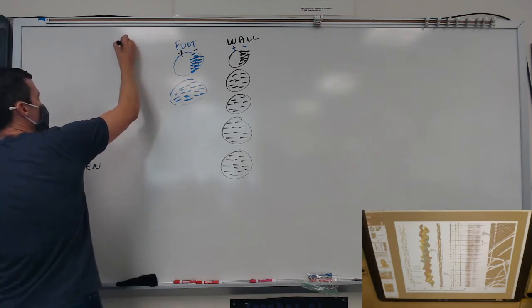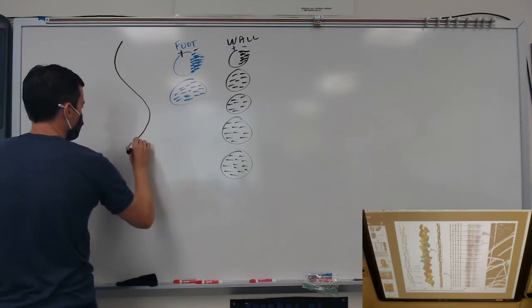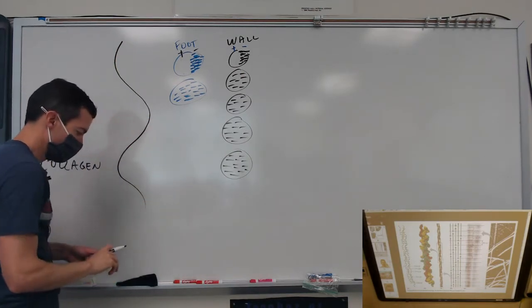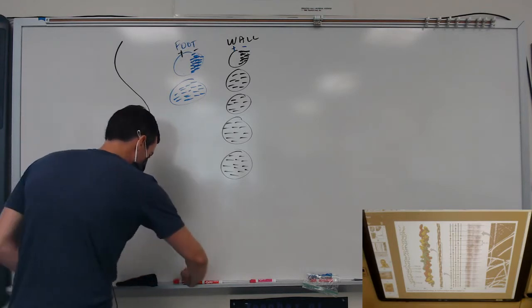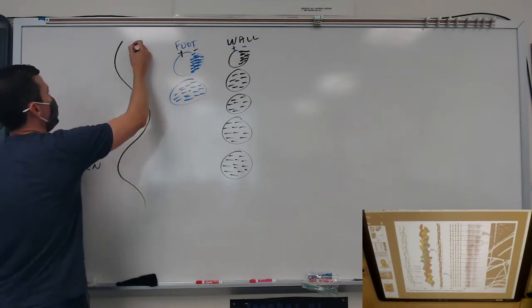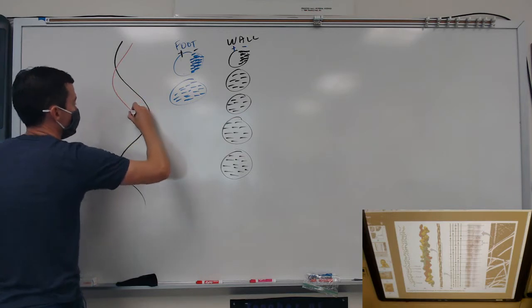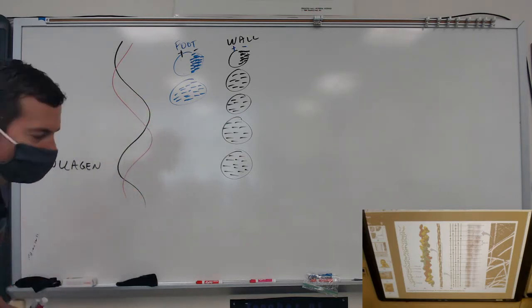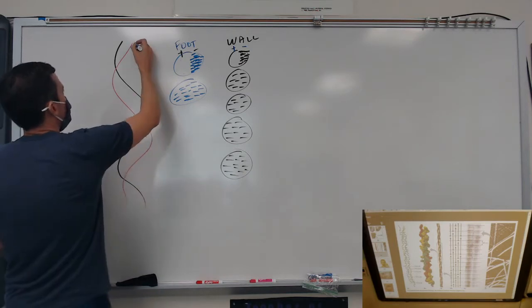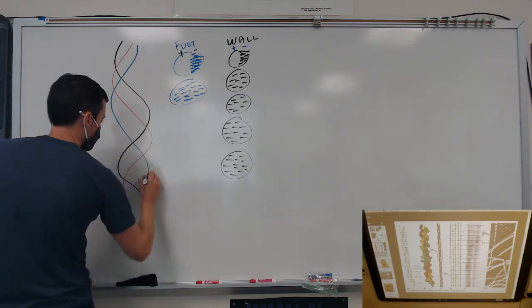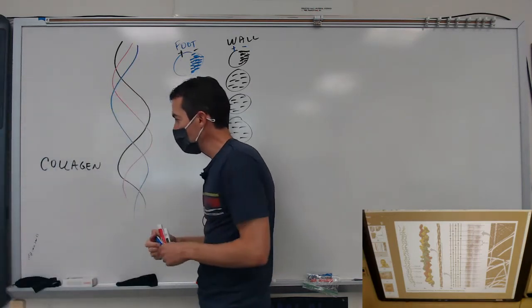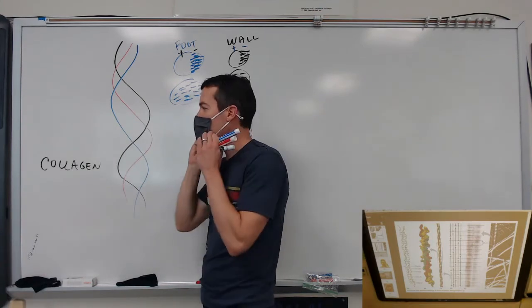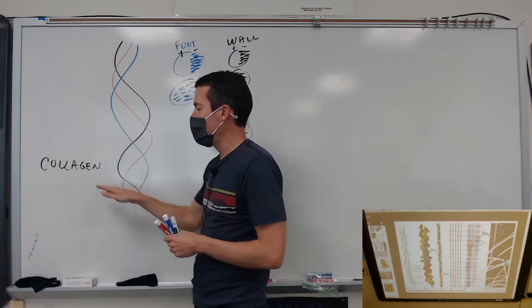So here's collagen. Picture a double helix like DNA, but it's not a double, it's a triple. So I've got one strand of black marker, one strand of red marker, and one strand of blue marker. Okay, so if you don't have enough vitamin C, then you have bad collagen.